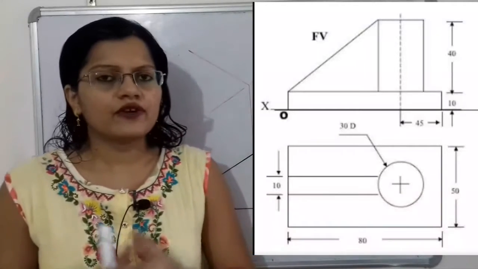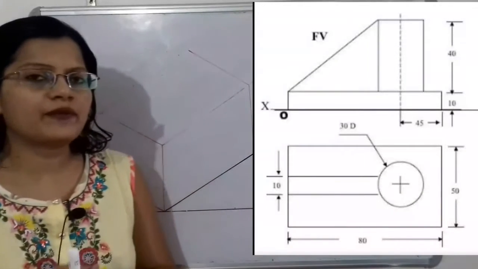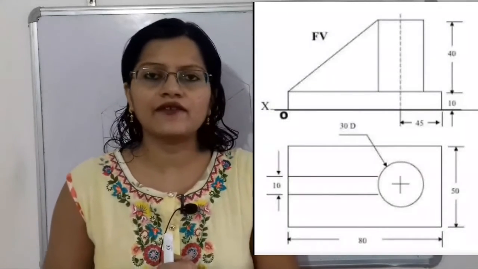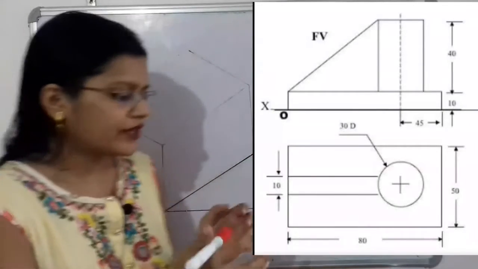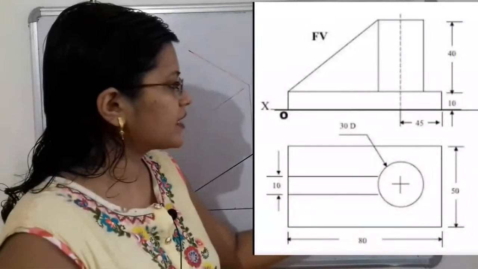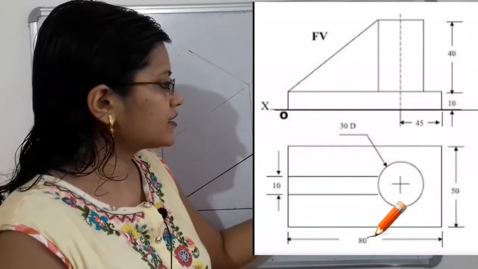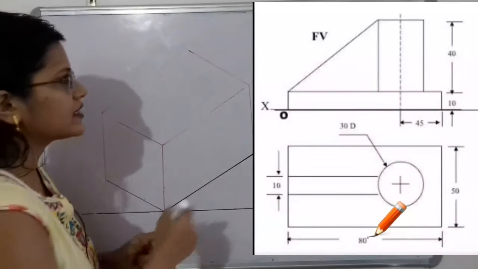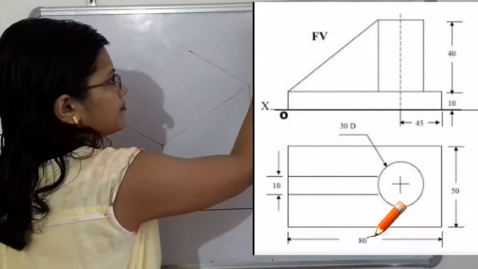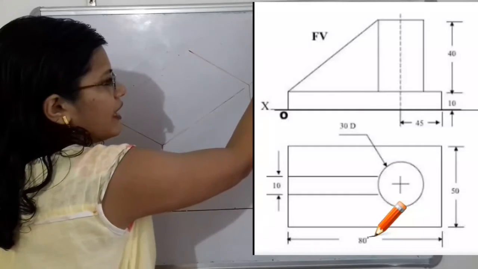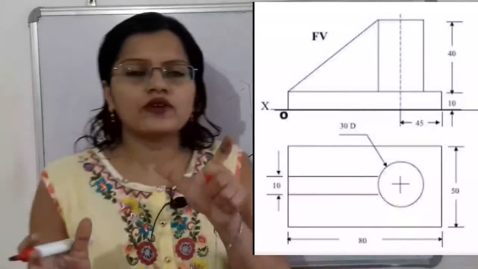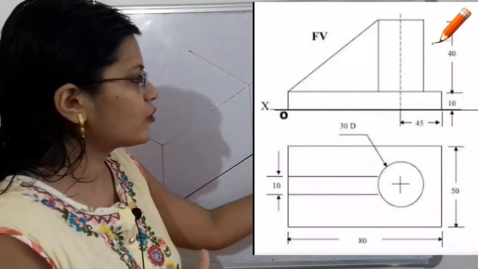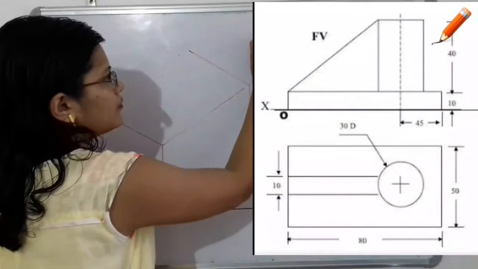So if we observe this orthographic projection, let us first decide what is the total length, height and width for this object. The total length is given on the top view, on the horizontal line, and it is equal to 80 millimeter. And what is the height? The front view indicates the total length and total height. So height is 40 plus 10, that is equal to 50 millimeter.